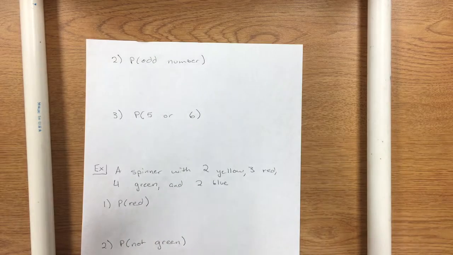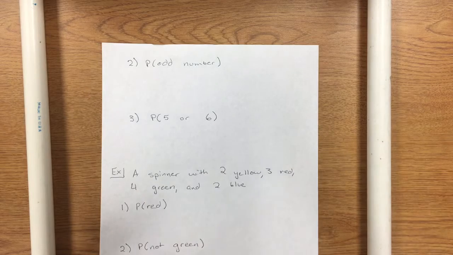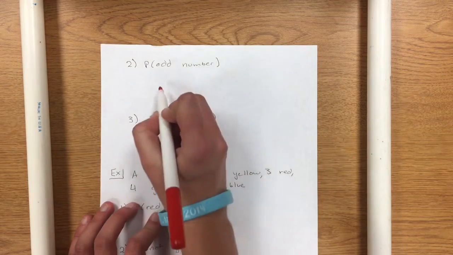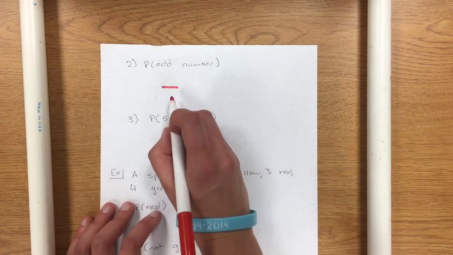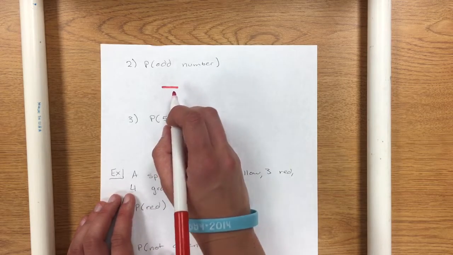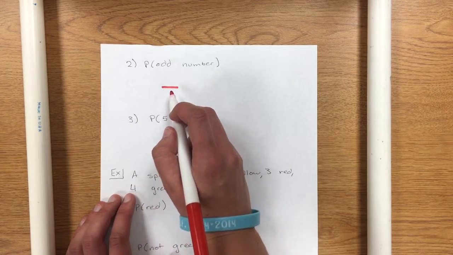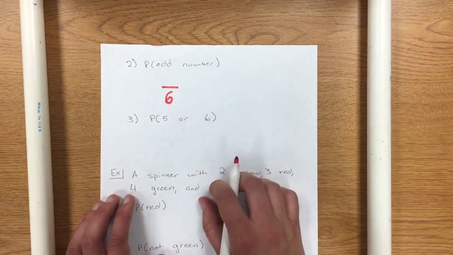Number 2, we want to find the probability of getting an odd number on our dice. So go ahead and try this one on your own. All right, let's see how you did. So we're going to need a fraction, because that's what we do when we're finding probability. What do I put on the bottom? Right, the total number of possibilities. And what is our total number of possibilities for rolling a dice? 6, because we have 6 sides.